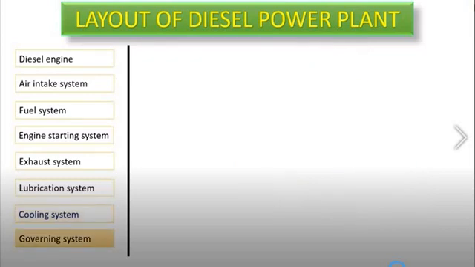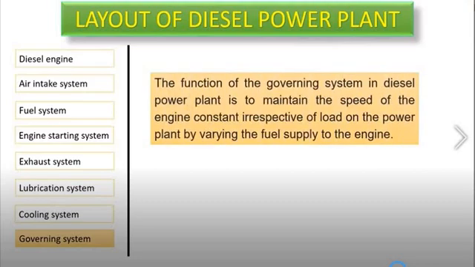The last one is the governing system. The function of the governing system in a diesel power plant is to maintain the speed of the engine constant irrespective of load on the power plant by varying the fuel supply to the engine. So suppose you have a high load, in that case extra fuel is supplied. If the load is low, in that case you can lessen the fuel supplied. So thereby the governing system will supply the required amount of fuel to the engine.